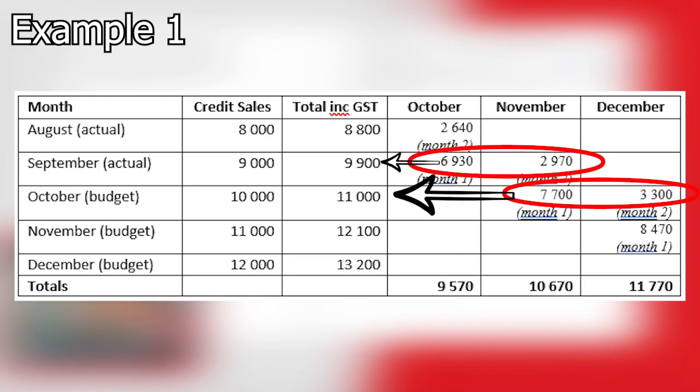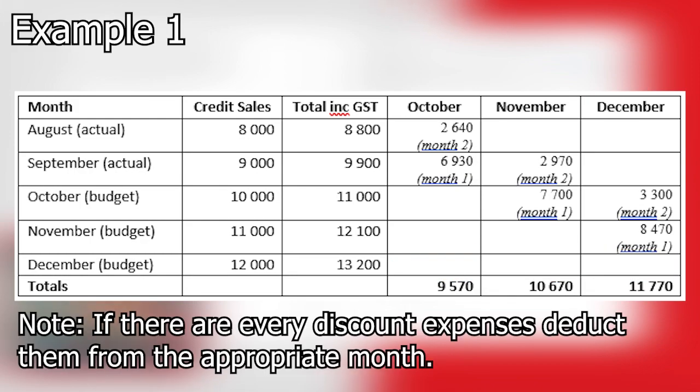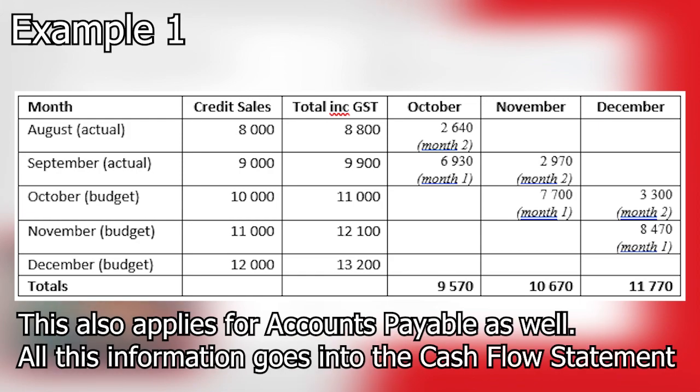And most curiously, we see December, because the collection is going to happen in January, February, it's actually not included on here. So just another thing to be aware of there. So that's a general, quite simplistic version of the amount we receive from accounts receivable. If there's ever discount expense, you just deduct it from when it would be earned. So for example, if it was in October, you would deduct it from the 2,640 and carry on. We would do the same for accounts payable as well, but you would get that information.